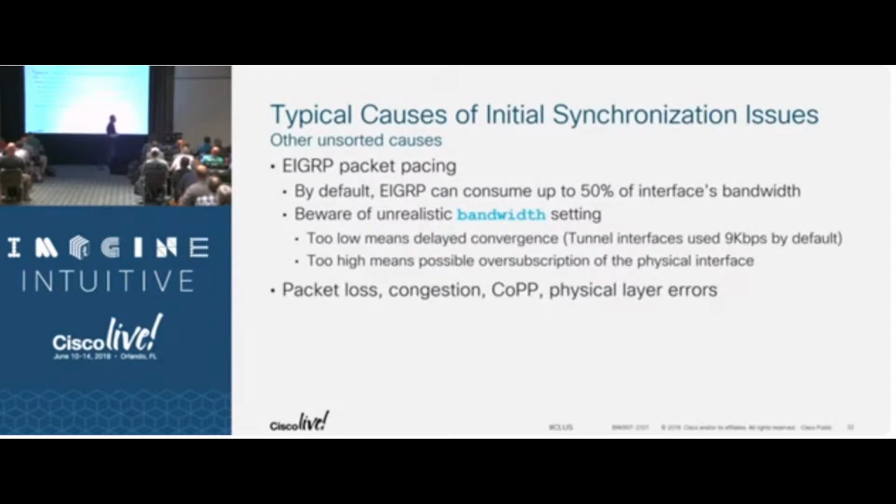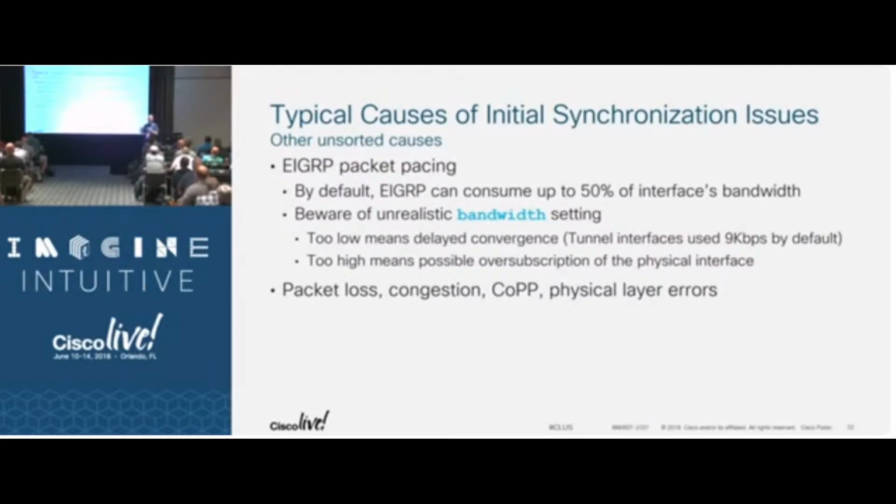Another issue that can come into play when doing the initial synchronization: be mindful of the fact that EIGRP is allowed to consume up to 50% of the bandwidth on the interface. Always make sure that the interface has a realistic bandwidth setting, hands off the bandwidth, in short. Keep it realistic and hands off. Especially be mindful of the fact that on older IOSs, the tunnel interfaces use a bandwidth of just 9 kilobits, which was very, very small, very slow.